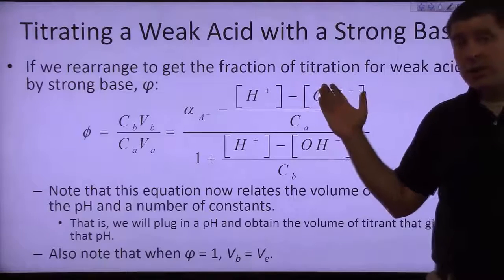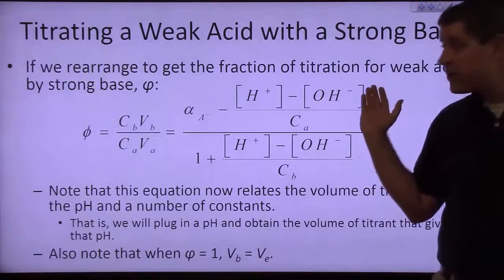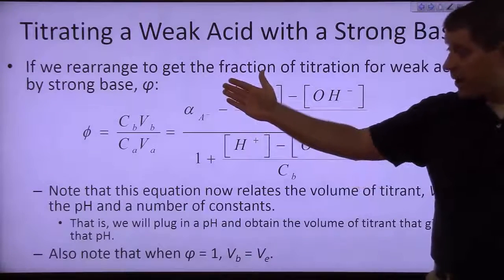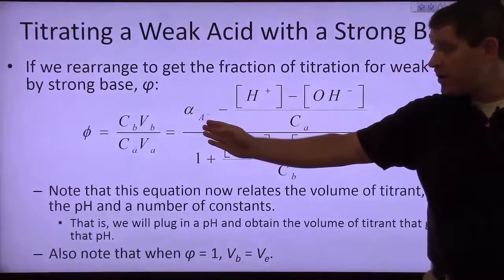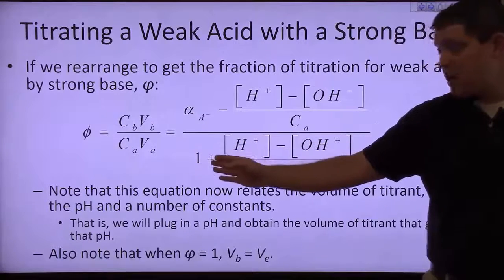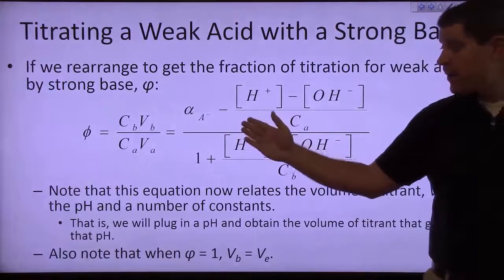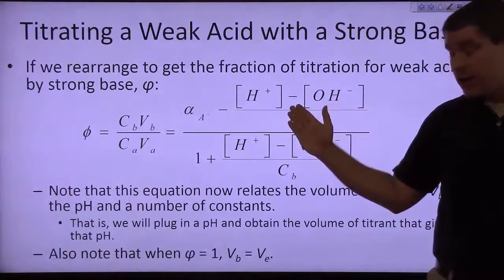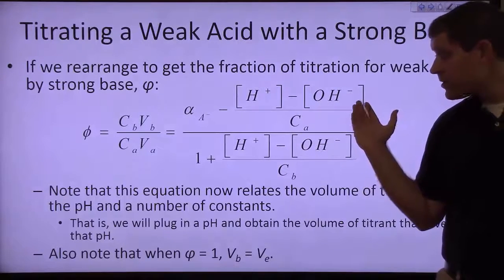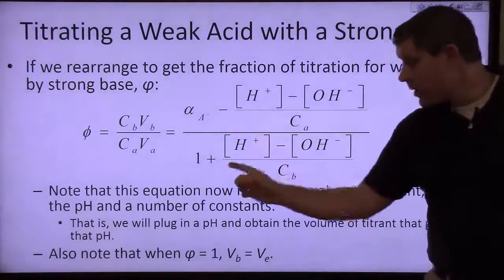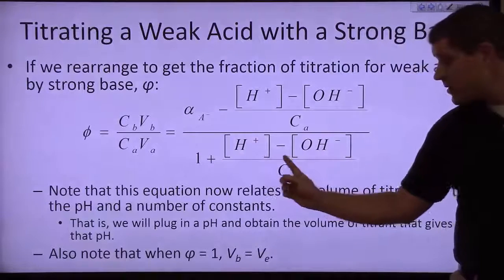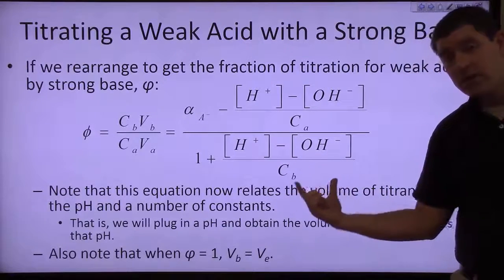And we can then rearrange this to get the fraction of titration for a weak acid by a strong base, symbolized by phi. So phi is equal to Cb times Vb divided by Ca times Va, which is then equal to alpha A- minus the hydrogen ion concentration minus the hydroxide ion concentration divided by Ca, all divided by 1 plus the hydrogen ion concentration minus the hydroxide ion concentration divided by Cb.